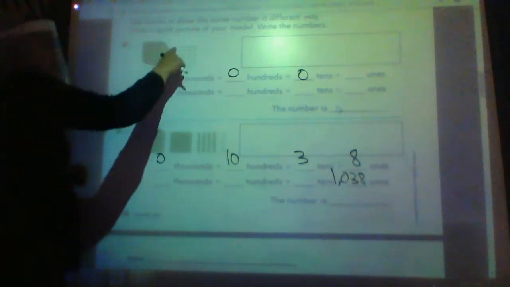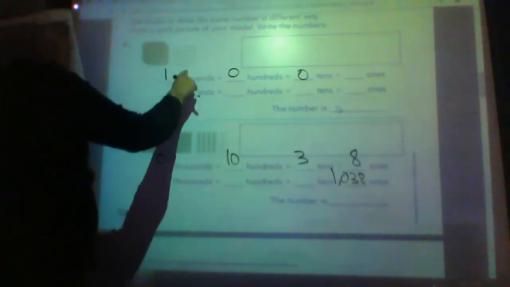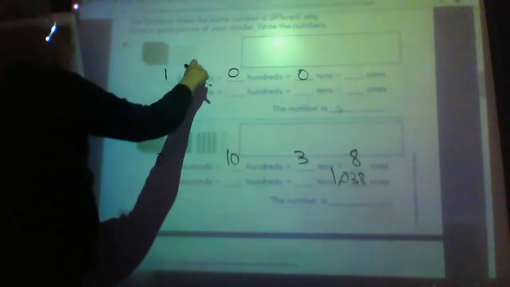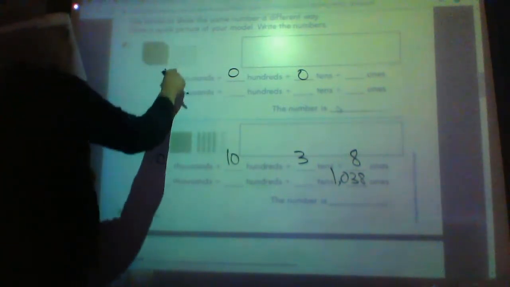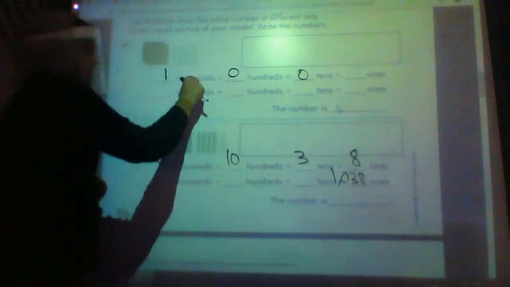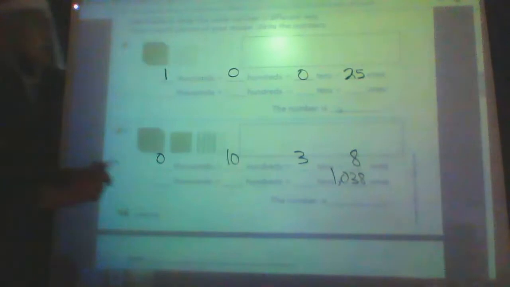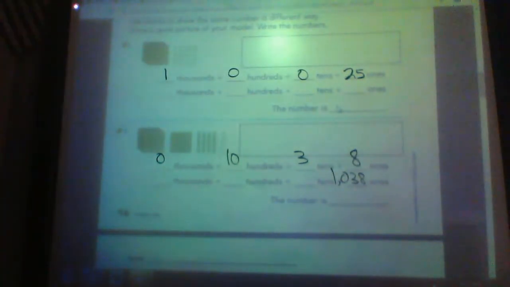Now how many ones? This is 5, 10, 15, 20. 25. Or hold on, 1, 2, 3, 4, 5. Yep, there's 5 in each row. 5, 10, 15, 20, 25. So there's 25 ones. It's like this.